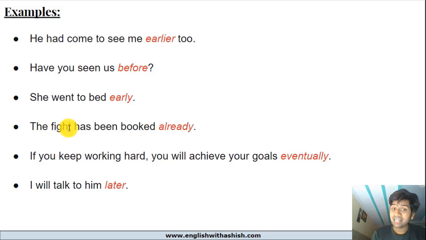The flight has been booked already. The flight has been booked when? Already. Already is focusing on the fact that you don't have to talk about the time of this action anymore. It's been done in the past, but that time is not a long time back. It has recently been done. So when something happens and the time of that action is quite close to the present and you want to focus on its completion, you use already.